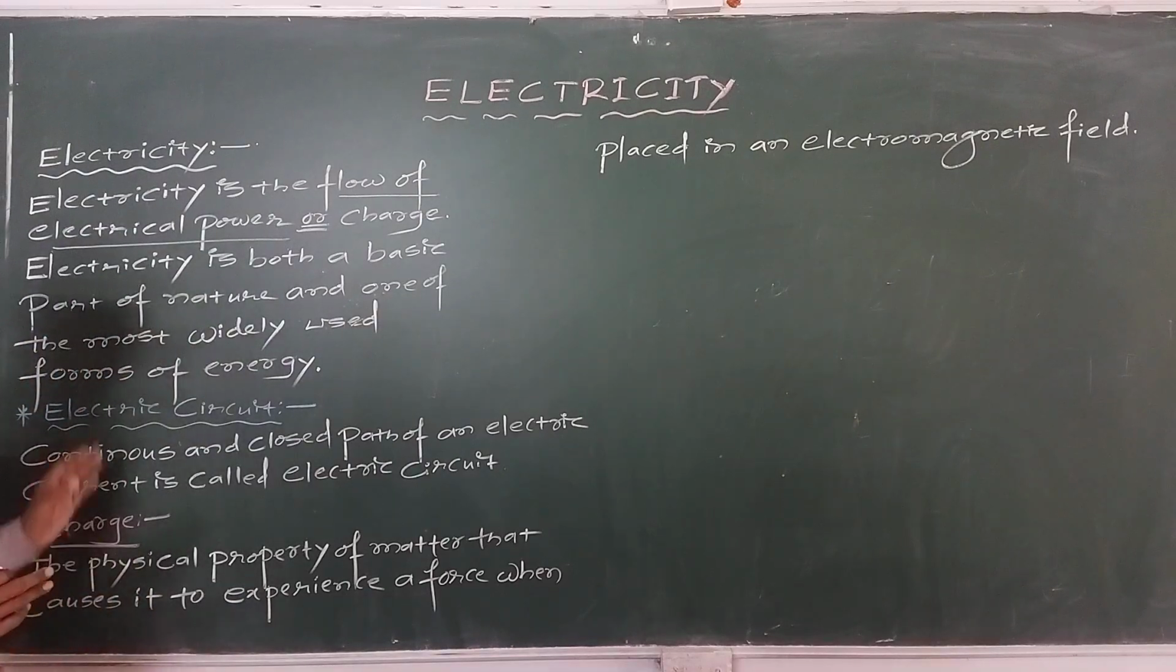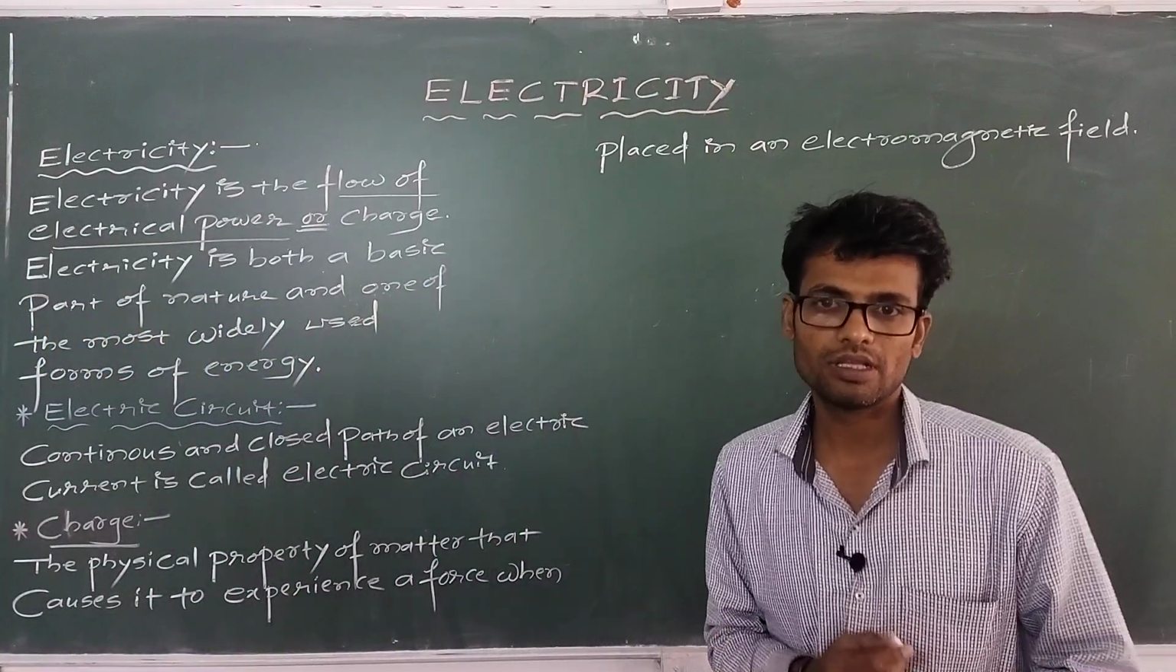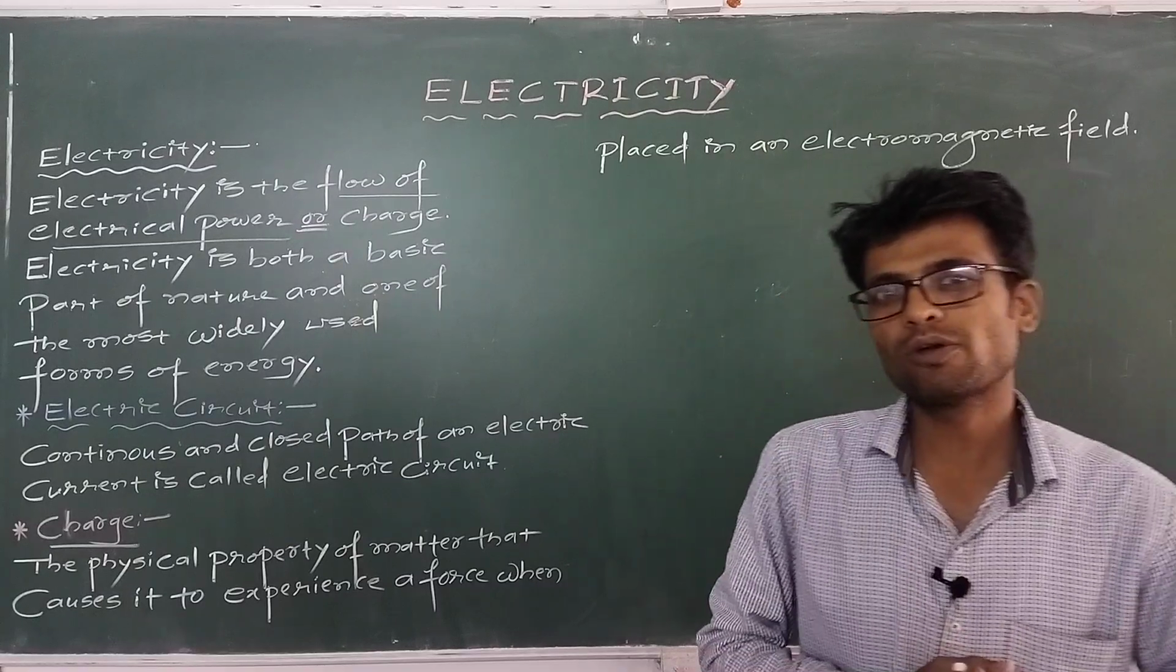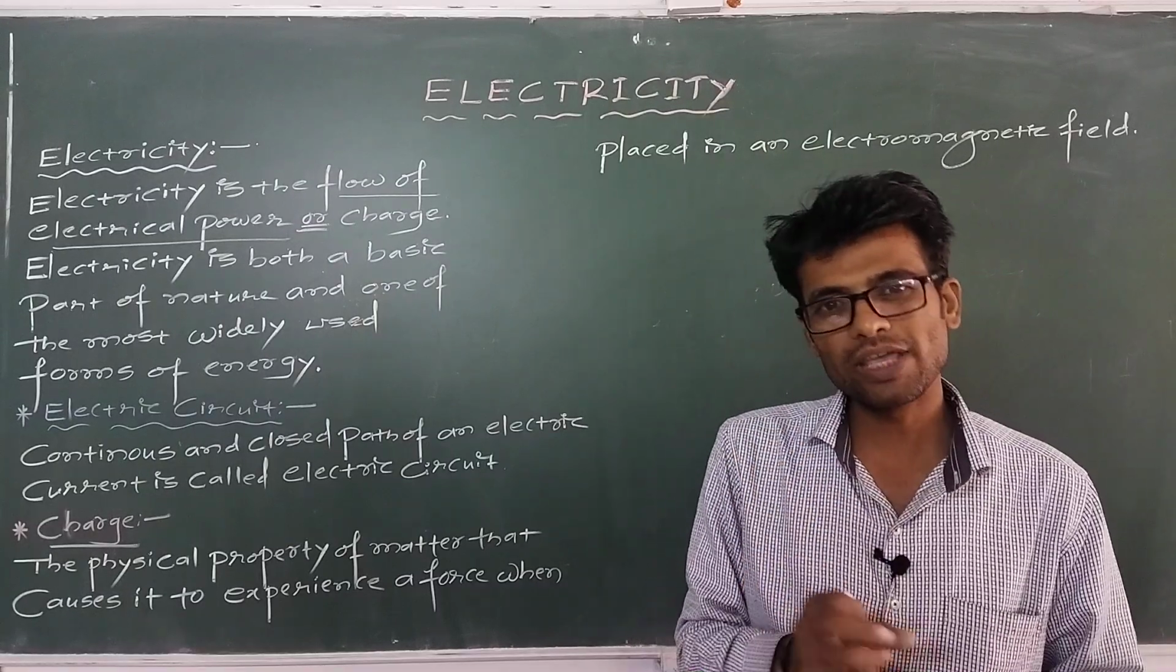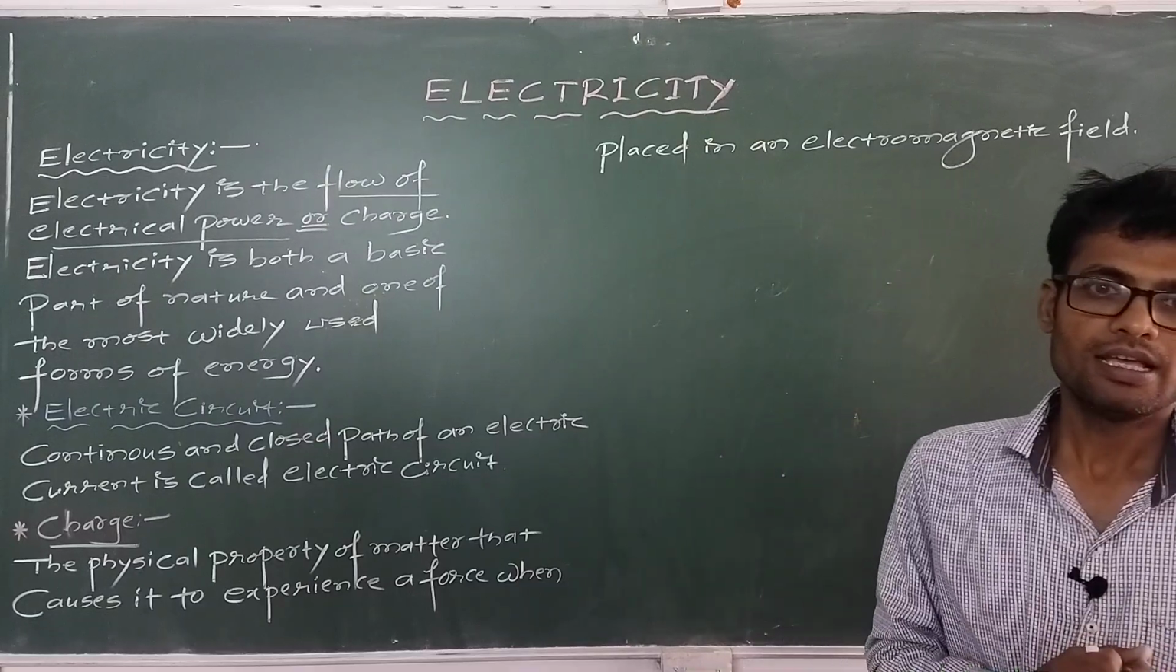After that we have an electric circuit. An electric circuit is the continuous and closed path of an electric current. See, the bulb glowing in your home is the best example of a continuous and closed path of an electric current.